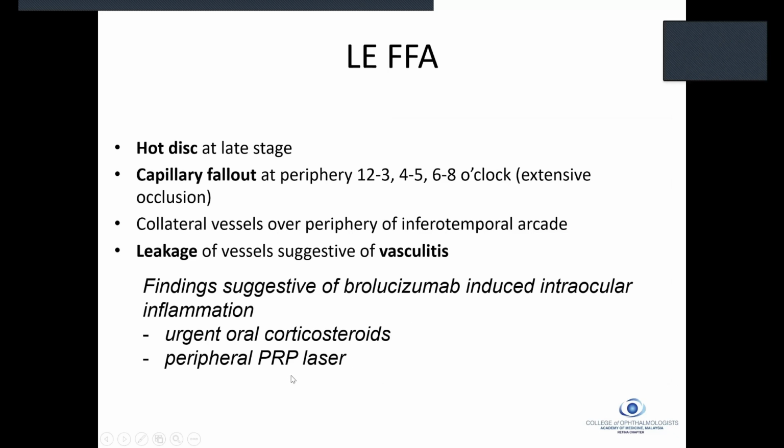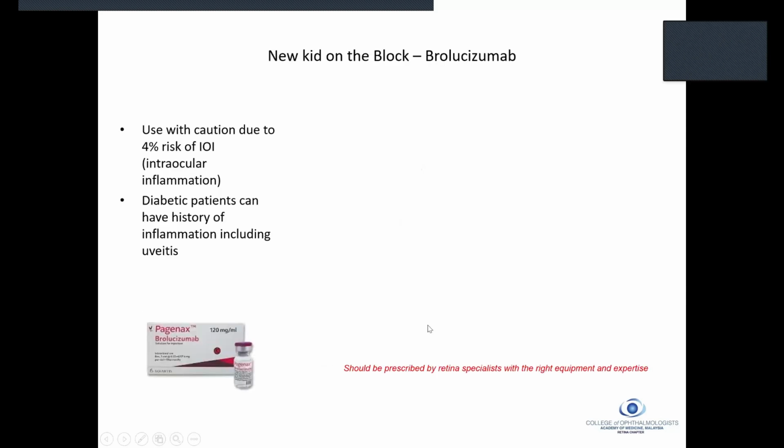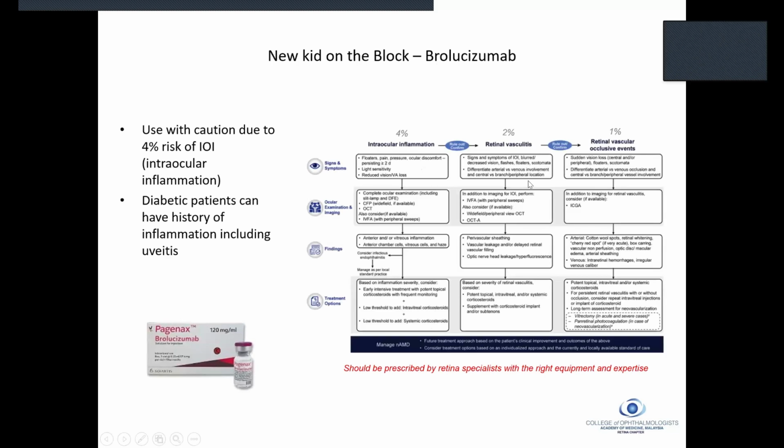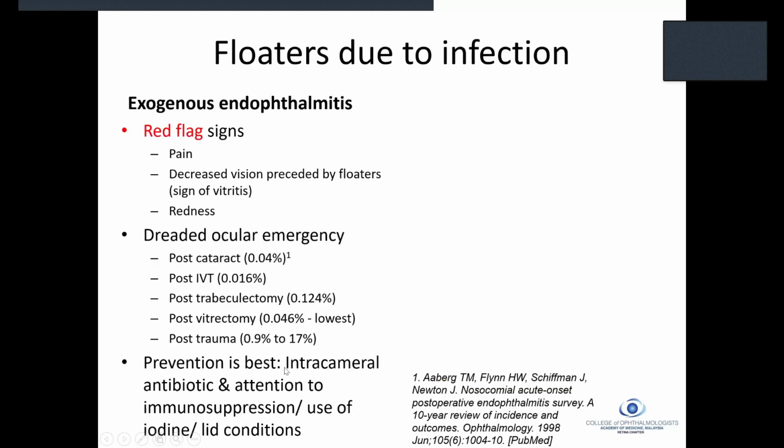And so this patient underwent urgent oral corticosteroids and peripheral PRP laser guided by the fluorescein angiogram. So again, a reminder that now people are using anti-VEGF agents both for AMD as well as DME. I think it's necessary to also remember that diabetic patients can have a similar reaction, this inducement of intraocular inflammation, especially when you see the right eye already has a history of uveitis. I would steer clear of this drug.